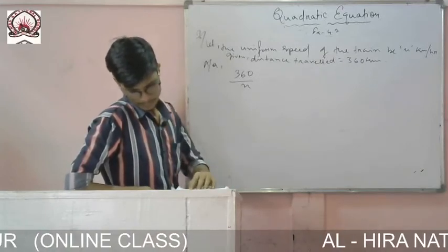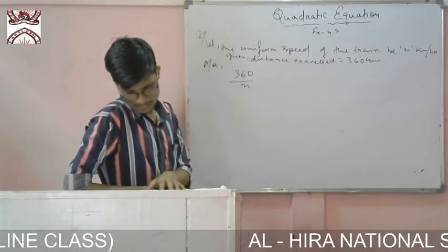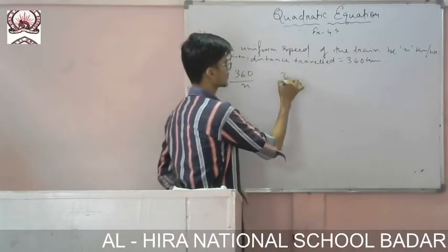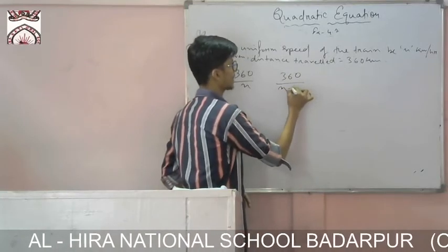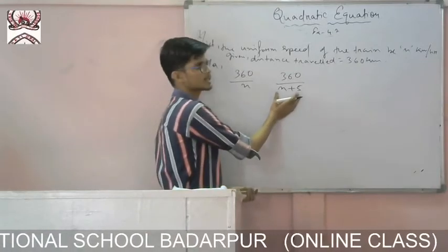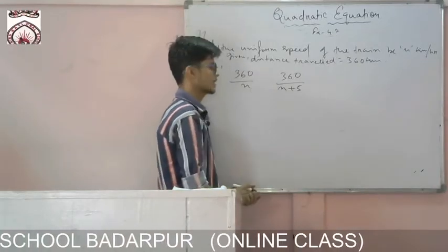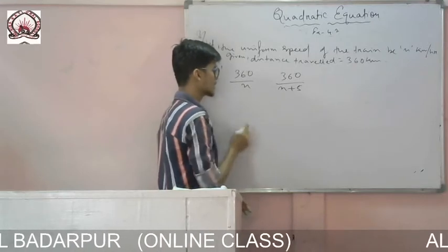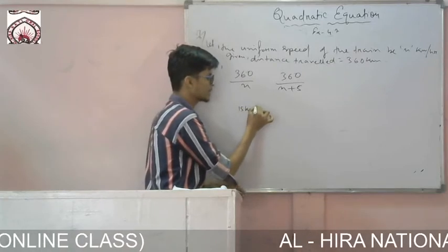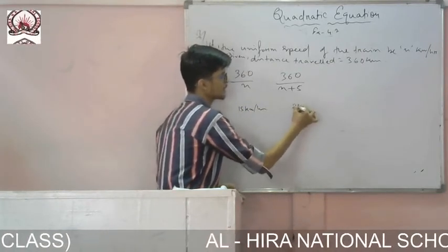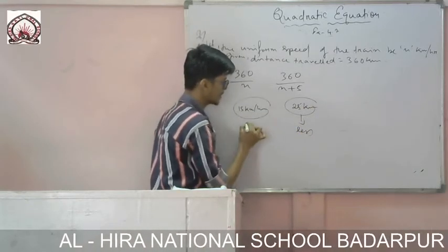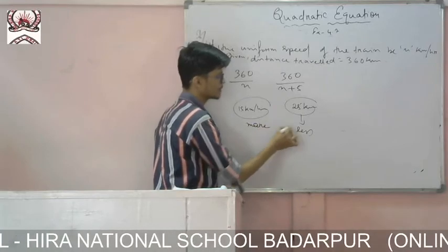Next, it is given if the speed had been 5 km per hour more. If it is more, that means I will add, so 360 by x plus 5. Since the speed is more, it will take less time. So that's why I have written this one. This one will be greater, this one will be smaller, because we are talking about time. If I am going at 15 km per hour and I increase the speed to 25, it will take less time. So this one will take more time and this one will take less time.